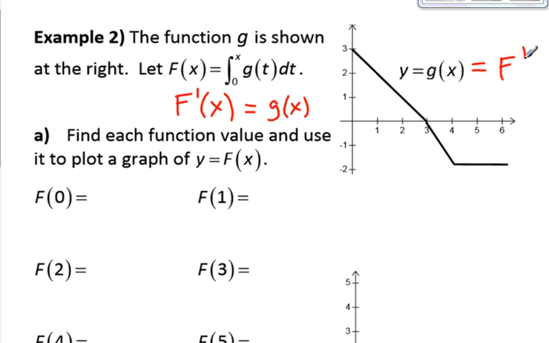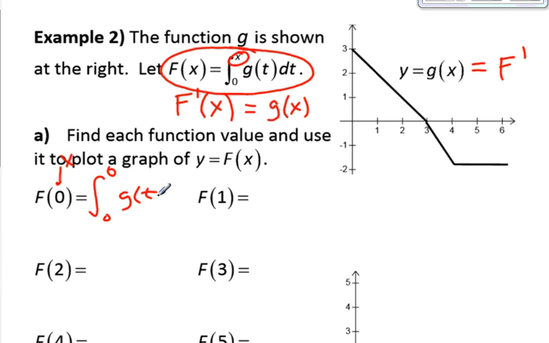All right, so we want to find each function value and use it to plot the graph of f. If I want to find f of 0, remember this is how f is defined. So f of 0, this is my x value, and I'm going to plug that into the value for x here. So this is going to be the integral from 0 to 0 of g of t dt. And as we know from our properties of definite integrals, the integral from anything to itself is just going to be 0. Now f at 1 will be the integral from 0 to 1 of g.